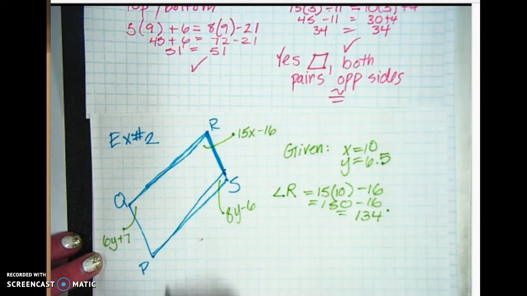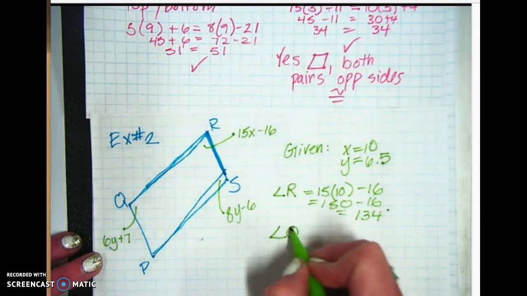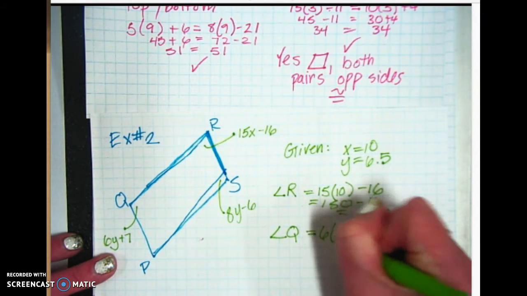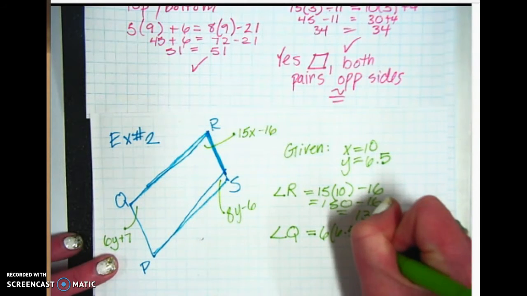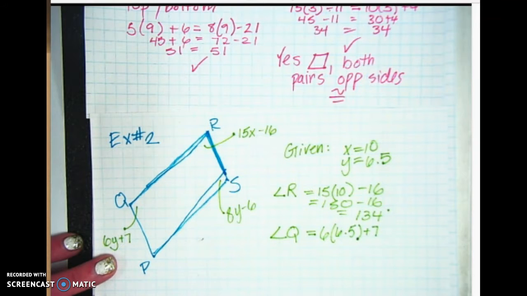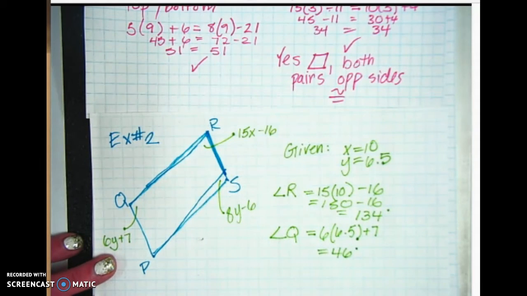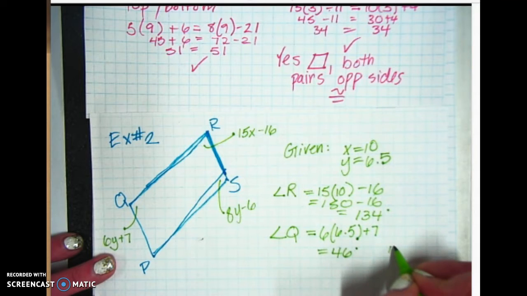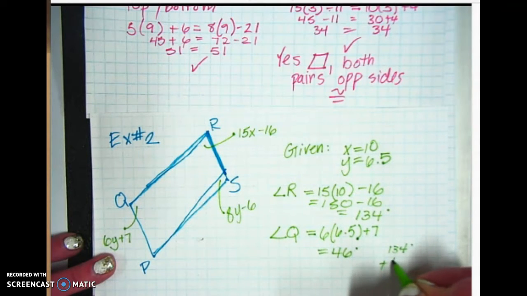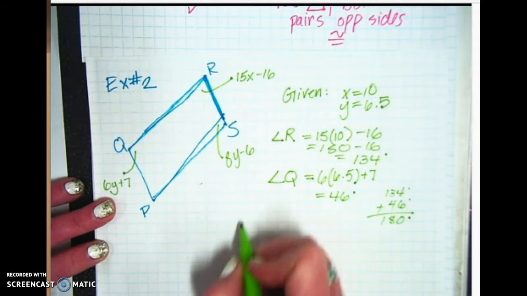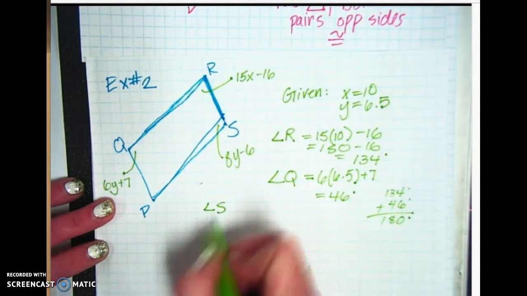Okay, now let's try angle Q. That one we're going to plug in for y. So we're going to have 6 times 6.5 plus 7. So 6 times 6.5 plus 7, I got 46 degrees. Just out of curiosity, what's 134 plus 46? 180. Do we like that number? Yes, we do.